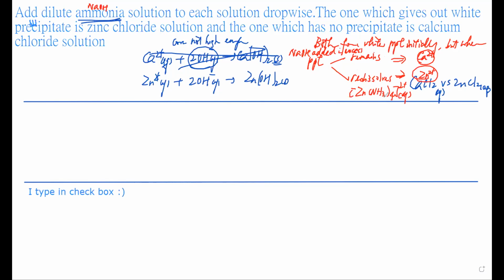Is that clear? Do you understand? Now, how about the second ones? No such black. How about the third one?